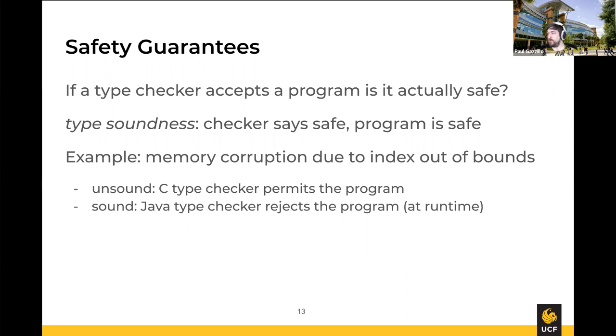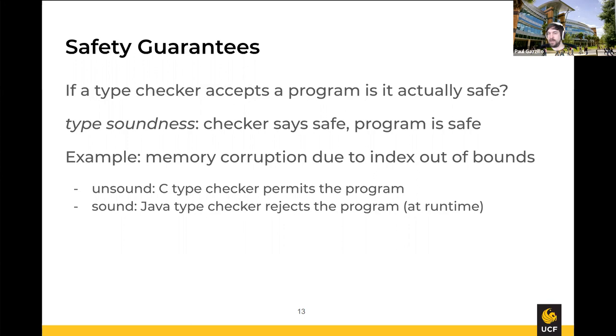I just showed you a program where we tried to add the integer interpretation of a floating point representation to an integer, and we get what we consider garbage values. So in that sense, C's type checker allows unsafe programs through. That's why it's weakly checked. And so we can say that this C type checker is not sound.